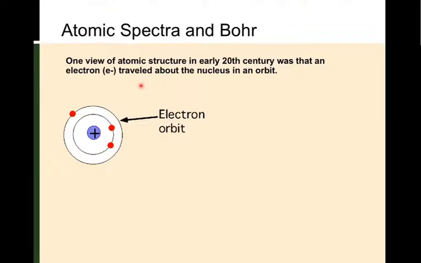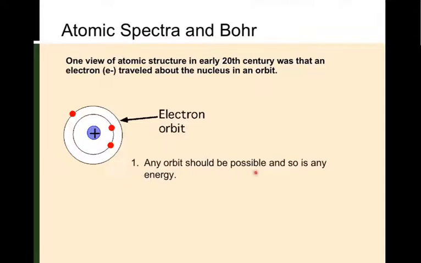So the Bohr model made use of this idea of electrons orbiting the nucleus. It's early 20th century, so early 1900s, and this was the idea that the electron orbits around the nucleus. We know now that this is not exactly true. There are some problems with this, but it was a good step in the right direction. It was more than anyone else had come up with to that point.